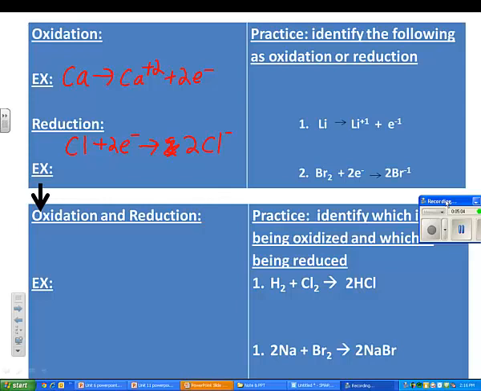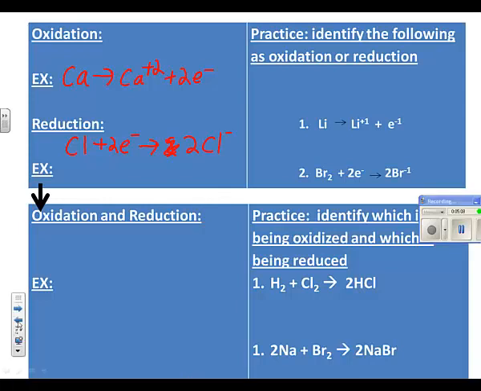So what you're going to need to see here is this little mnemonic. I'll write it right here. OIL RIG. Make sure you write this down, because this keeps you straight. Oxidation is loss, and when we talk about loss, we're talking about loss of electrons.